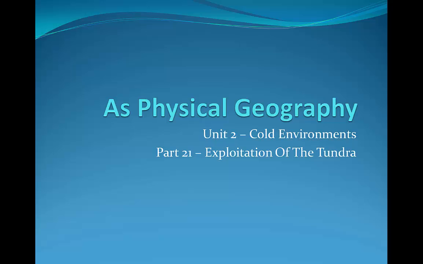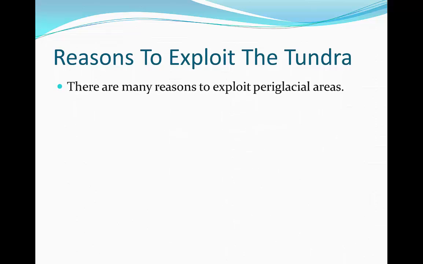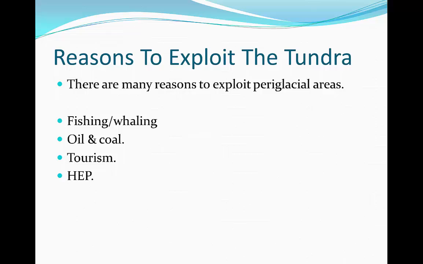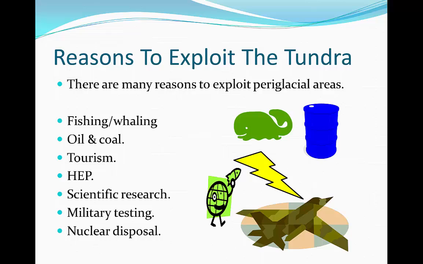Today we're going to be looking at the exploitation of the tundra. Reasons to exploit the tundra. Now there are many reasons to exploit periglacial areas. They offer a lot of resources to use and also a lot of potential to test things out on. You can do a lot of fishing and whaling there. You can mine for oil and coal. There is a lot of tourism which may go on, for example in Greenland and Antarctica. You can use it for hydroelectric power, scientific research, and also military testing, as well as nuclear disposal because there isn't really much up there. So as a result, the tundra areas are going to be exploited in order to use all of these things.